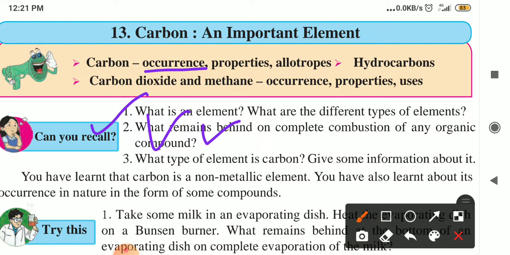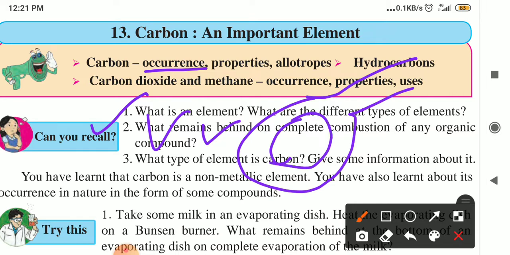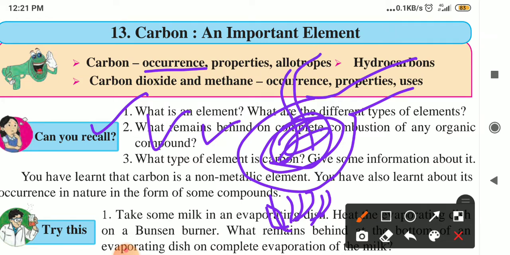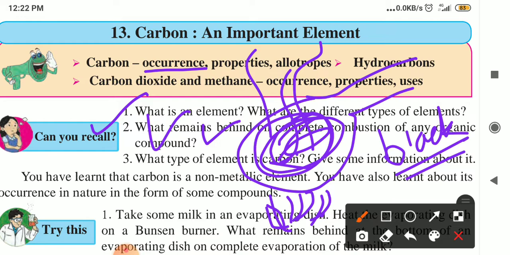So I think you have done the experiment in the previous classes. If you take sugar in a spoon and provide heat to it, then what happens? After some time it melts, and from that melted sugar, after some time, water evaporates and it turns into a black colored substance, and that substance is called carbon. The meaning of it is that in sugar, carbon is present.